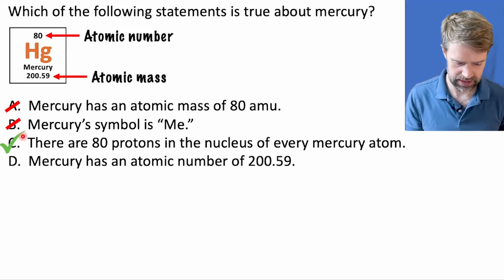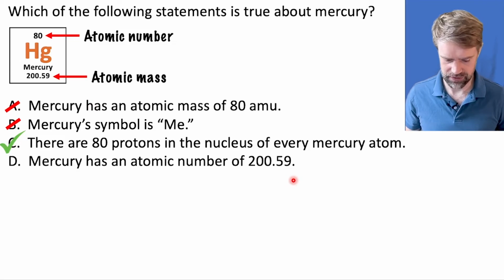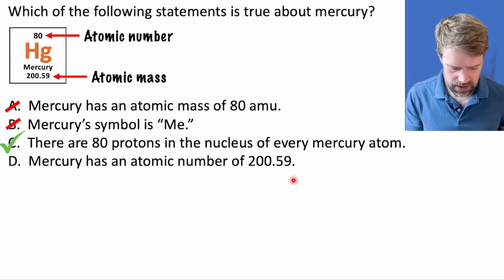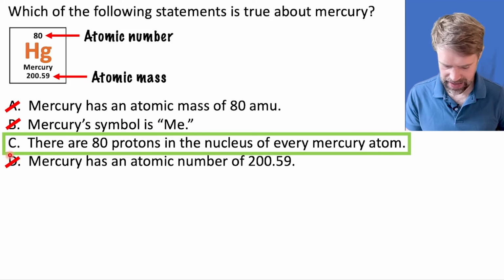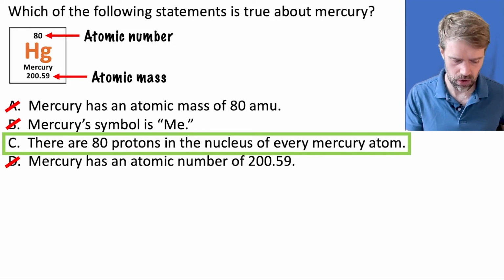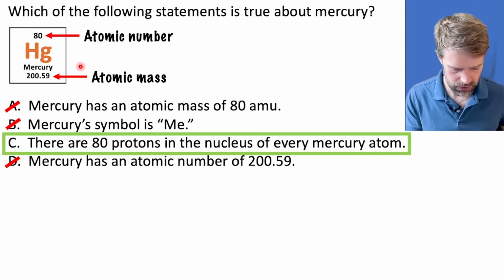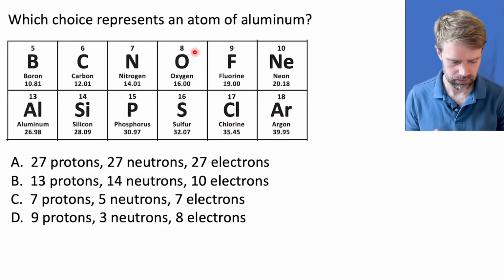Choice D says mercury has an atomic number of 200.59. No. This number, 200.59, at the bottom of the periodic table square, that is the atomic mass, not the atomic number. So choice D is wrong as well. Cross it off and choose C for the final answer. Every single mercury atom in the universe has 80 protons in the nucleus. Mercury's atomic number is 80.